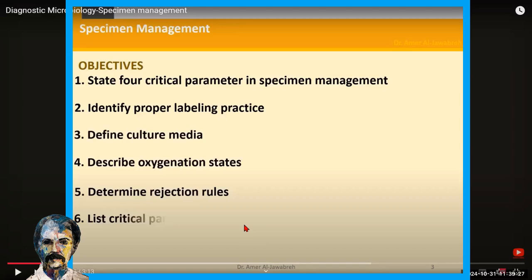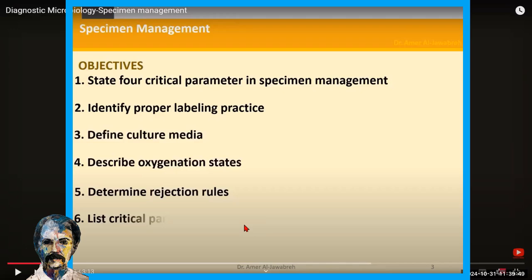Determine rejection rules. When to reject a sample. Somebody referred a sample to you. Sometimes this sample is not labeled. Sometimes it's leaky, it leaks out. And many other things. When to reject a sample and how to reject it. Can we just say, this sample is not okay, throw it away, we need a new one?